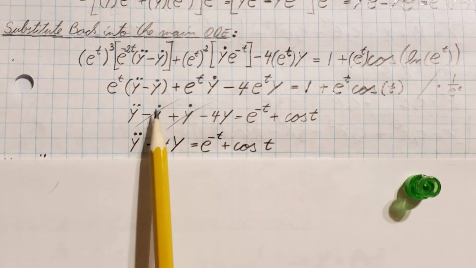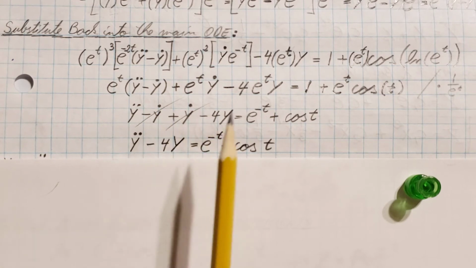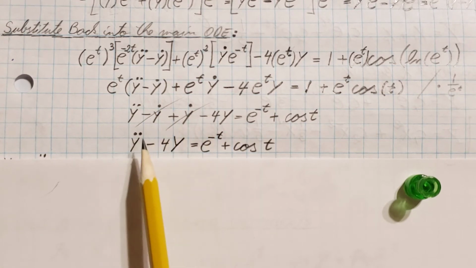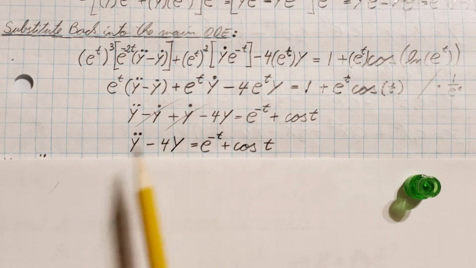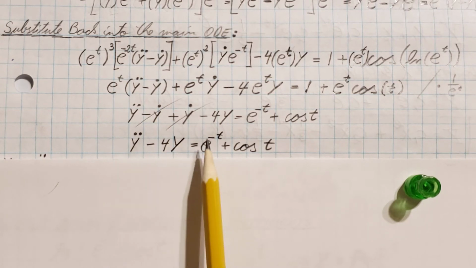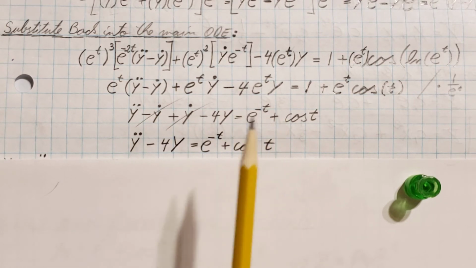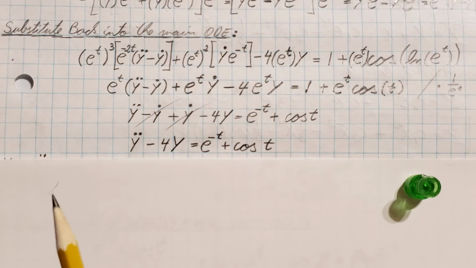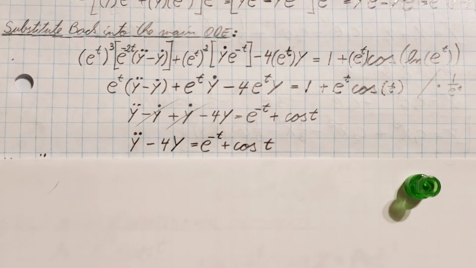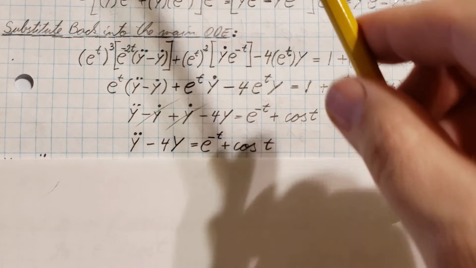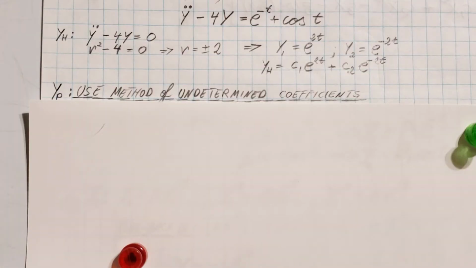These two will simplify out, so all we have is this: y double dot minus y, simple, no derivative, equals e to the negative t plus cosine t. Now there you have it. This one is a constant coefficient linear ODE, second order. And this one we should have a little bit less trouble solving than the one we started with.